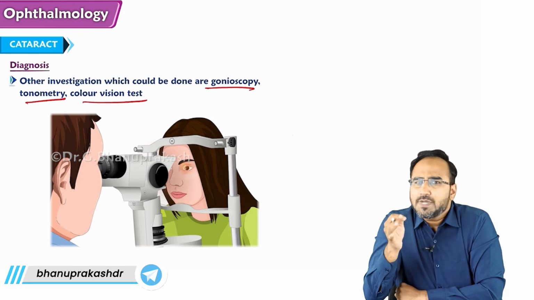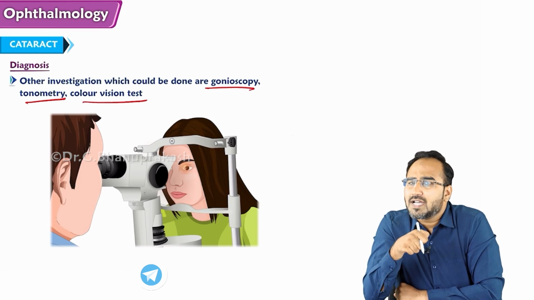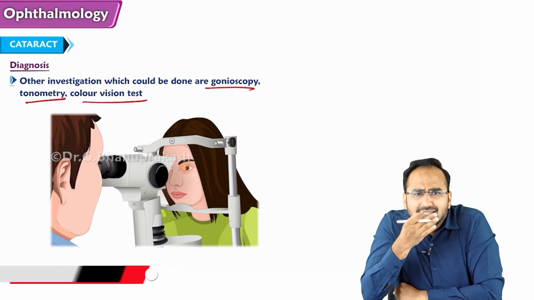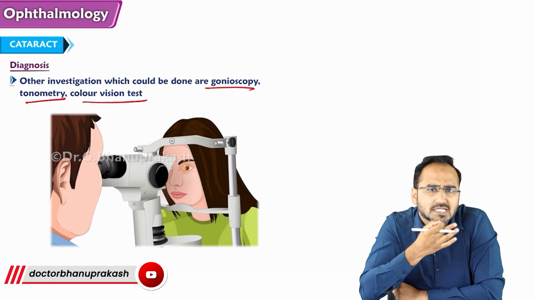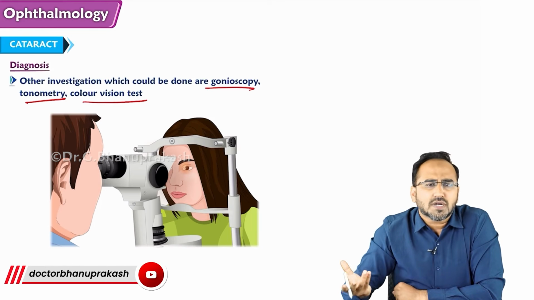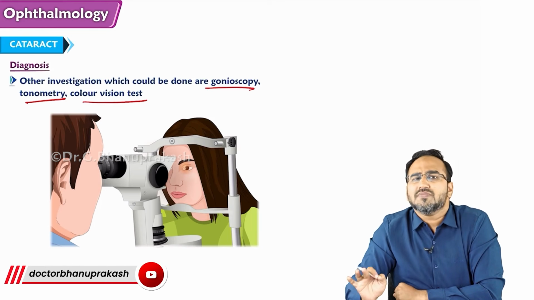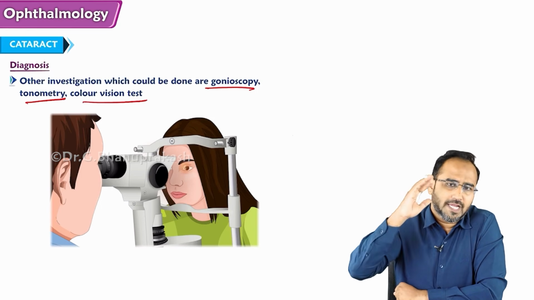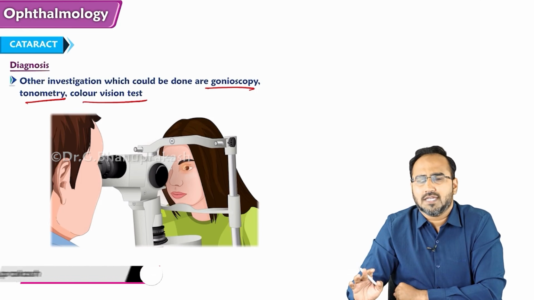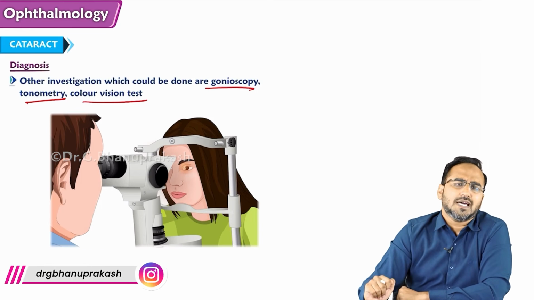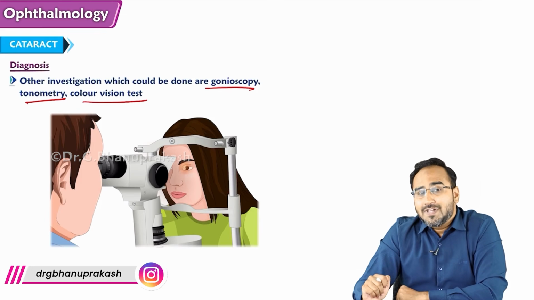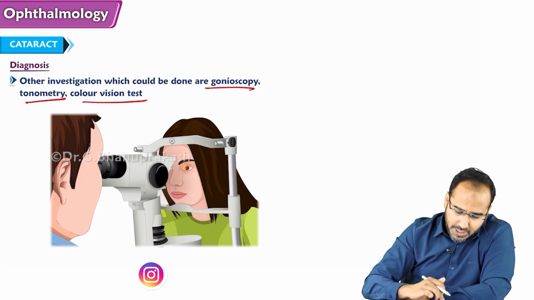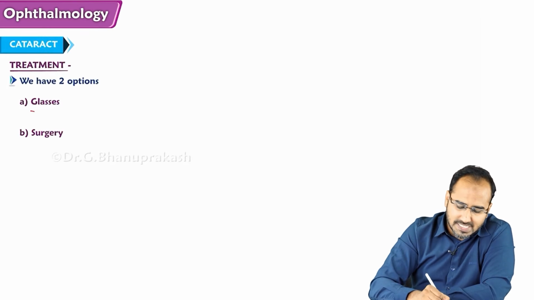The main management modality of cataract is what, guys? Surgery. Surgery meaning what? Remove the cataract lens, remove the opaque lens and place a normal intraocular lens. The main motto of the surgery is what, guys? Remove the opaque lens and place a new intraocular lens. So remember, guys, in cataract management, you are having two options, glasses and surgery.